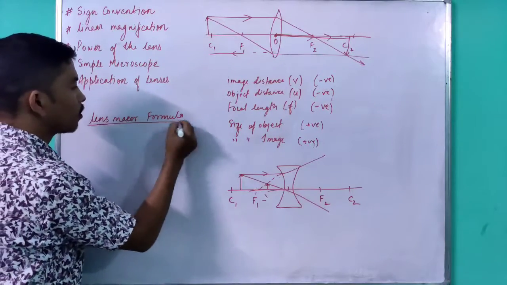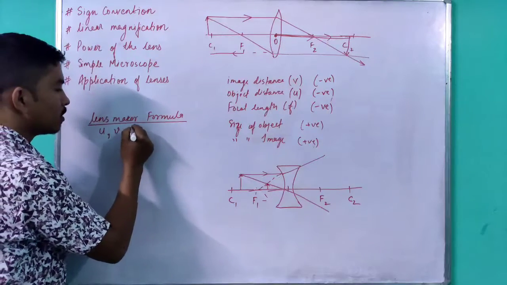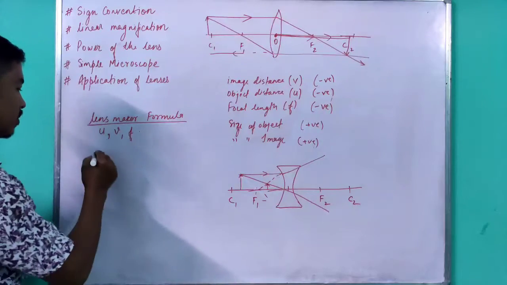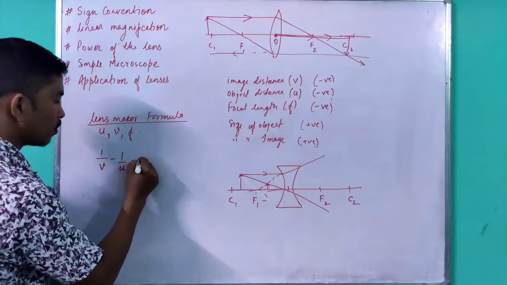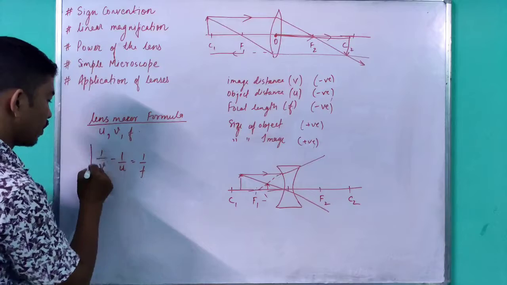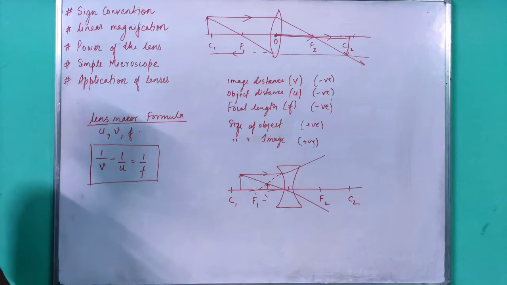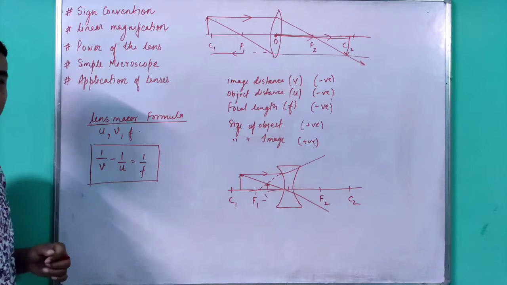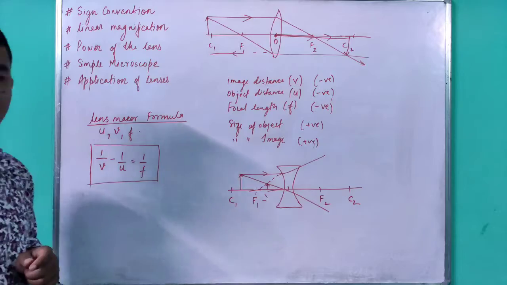So the lens maker formula gives us the relation between the object distance, the image distance and the focal length. It is given by the formula 1 by v minus 1 by u is equal to 1 by f. This is known as the lens maker formula. So what is the lens maker formula? It is the formula that gives us the relationship between the image distance, the object distance and the focal length.